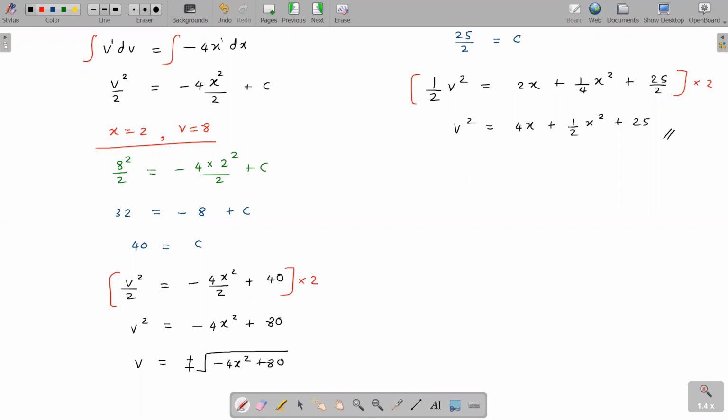Normally, when you put a root, you could also put plus or minus. You can use it here because velocity minus means you move to the negative direction. So you do have positive negative directions here. Therefore, velocity can be negative. So you can use plus minus over here. Okay, is this clear? So this is the final answer for velocity in terms of x.